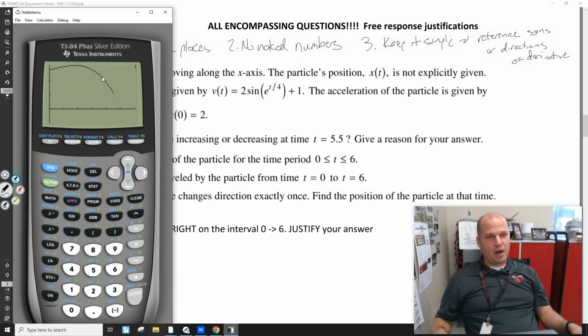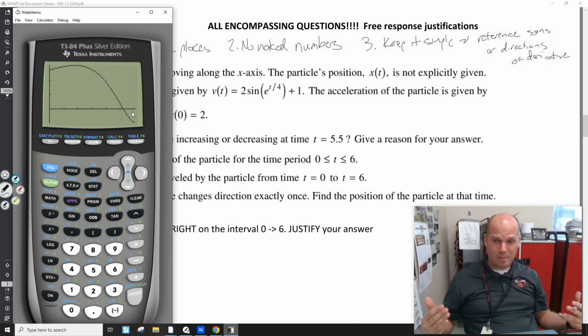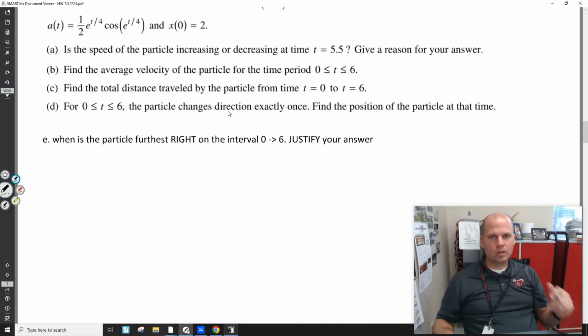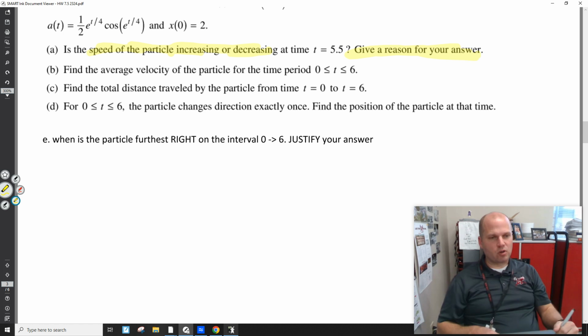My velocity is positive until this A value, then it's negative. I must be increasing a lot my position and then decreasing a little. I know where my max and my min is right now, but we have to talk about how we're going to justify that. Is the speed of the particle increasing or decreasing at t equals 5.5?